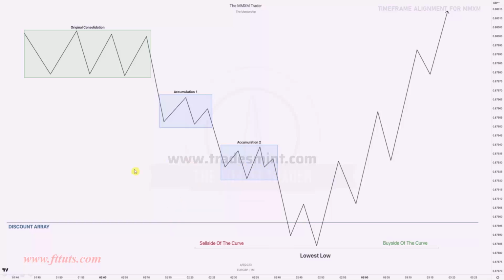Not earlier, we need to hit a key level. If you want to see a market maker buy model, we need to hit a discount array. So we've got this sell side of the curve over here, having our highest high up here and our lowest low down here. And then once we break structure upwards, after hitting that key level, we can go into the buy side of the curve.